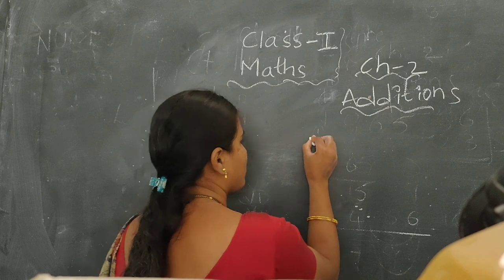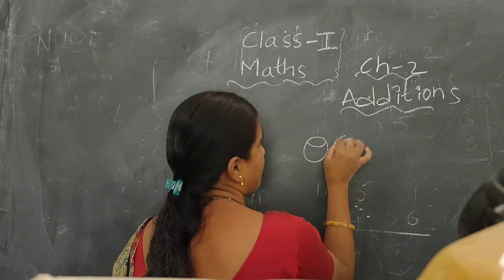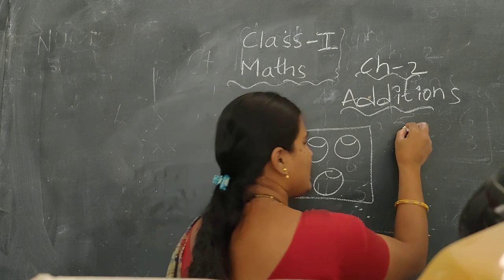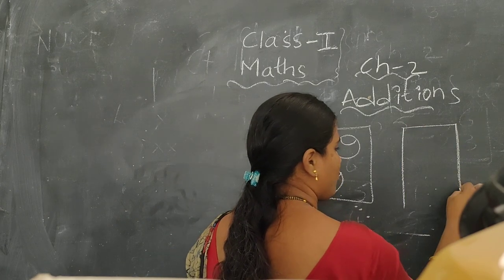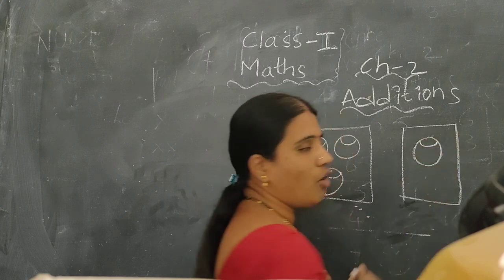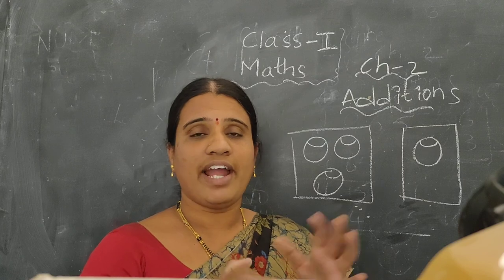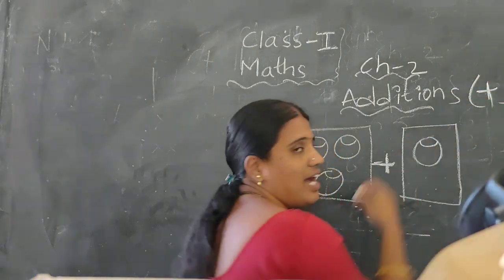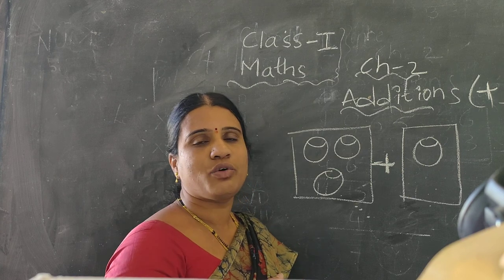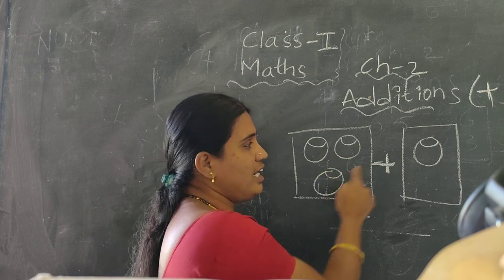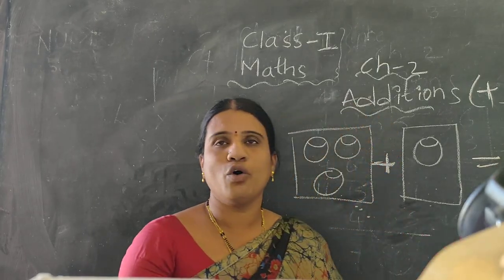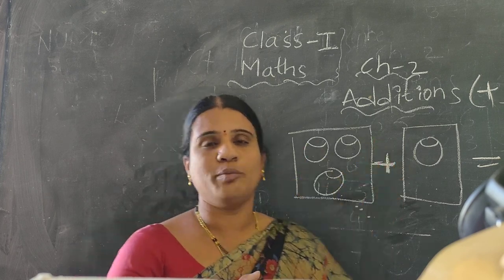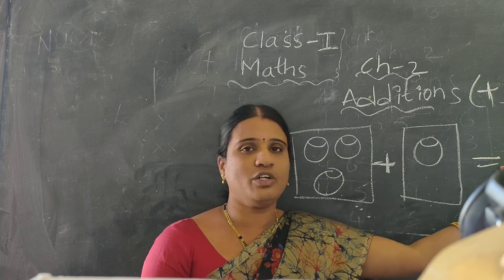In the same case, three balls are there in one box, and in another box we have only one ball. For finding the total, you are doing the addition. This is the addition, very simple. So how many balls are there in total? How do you count? 1, 2, 3, 4. So 4 balls. Very good. So this is counting the objects. By counting the objects, we are finding the total.